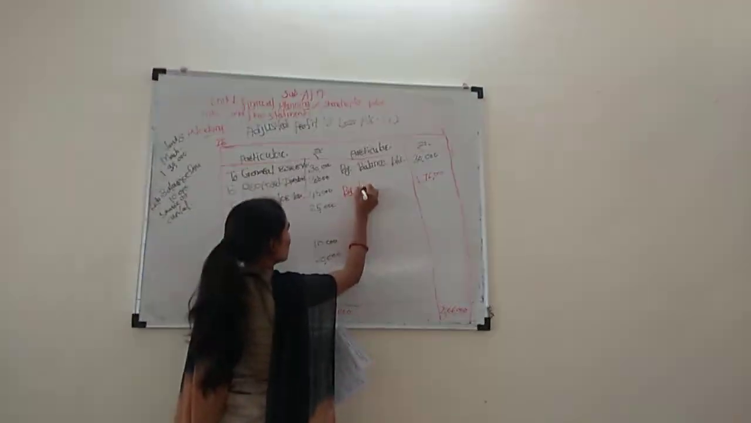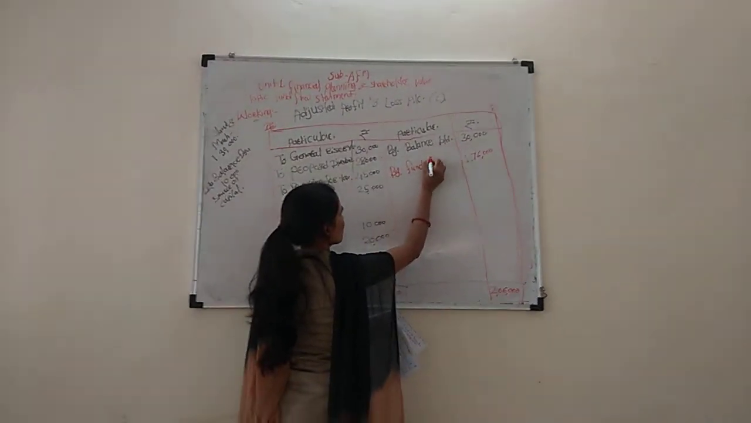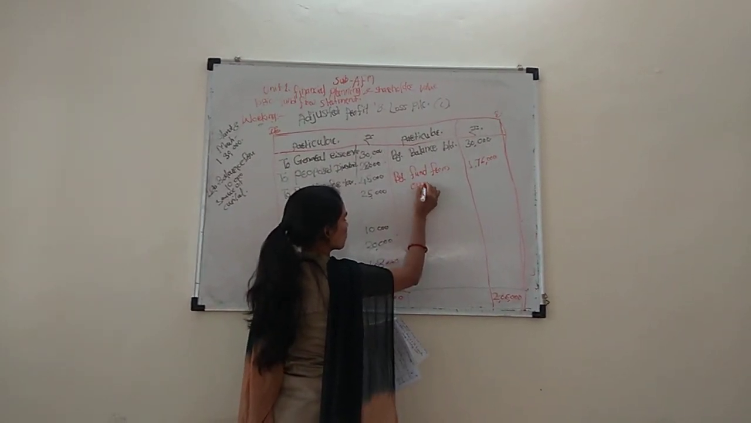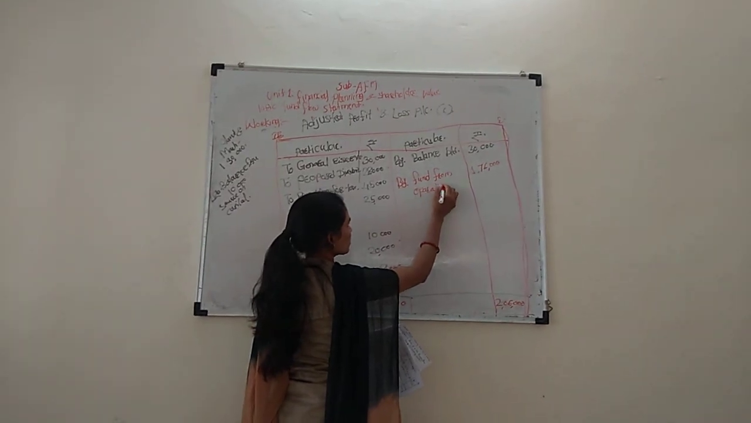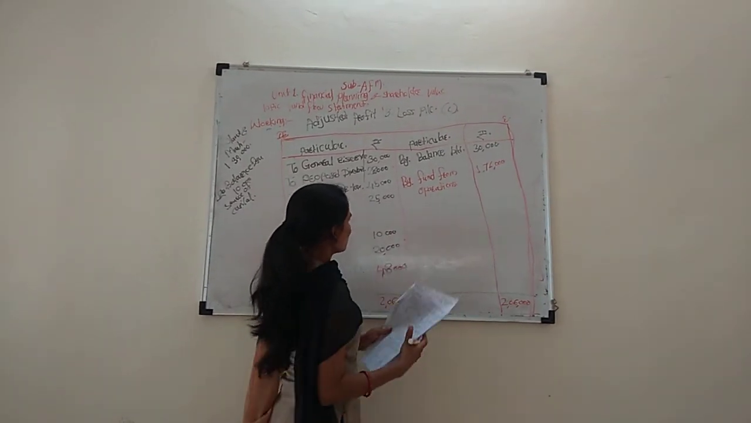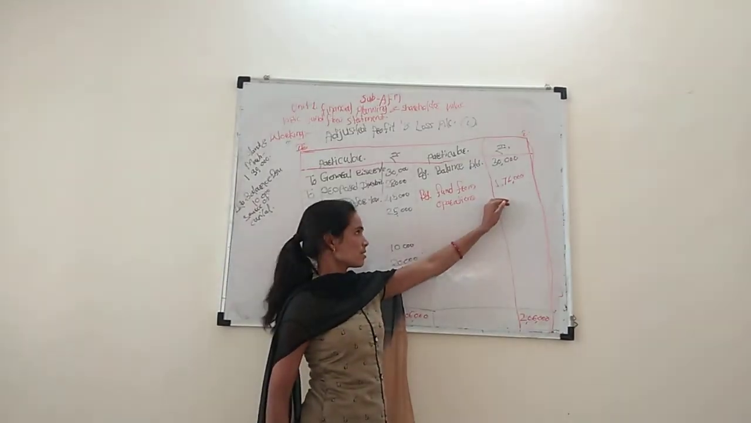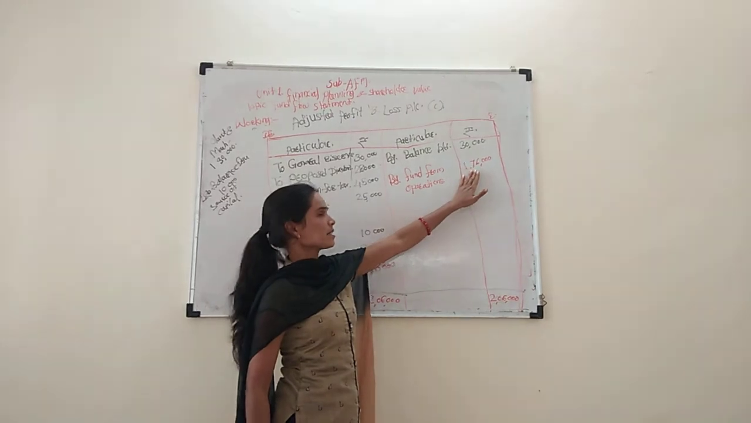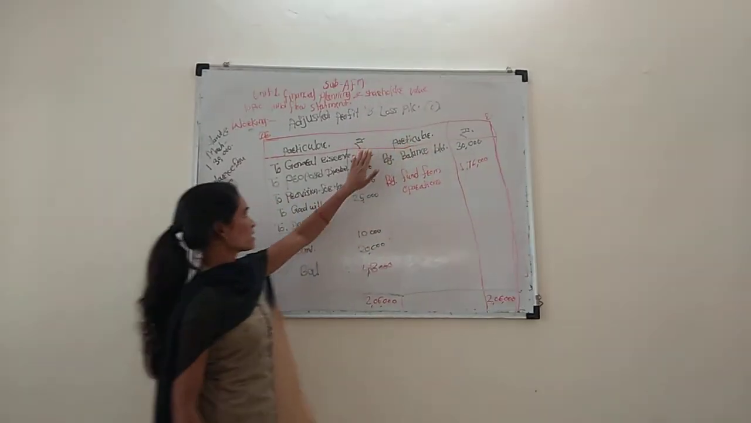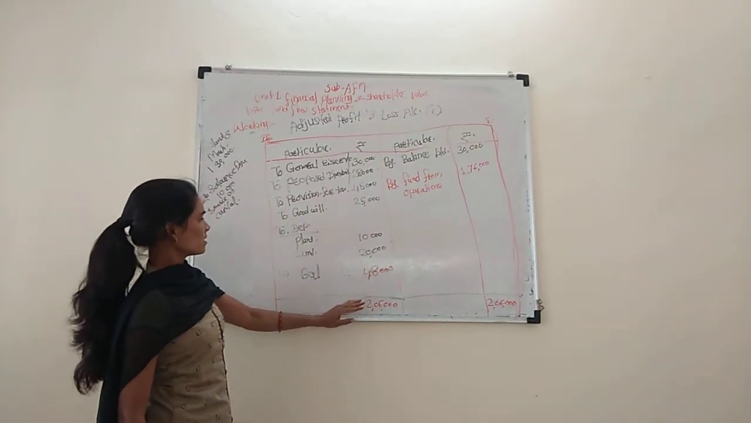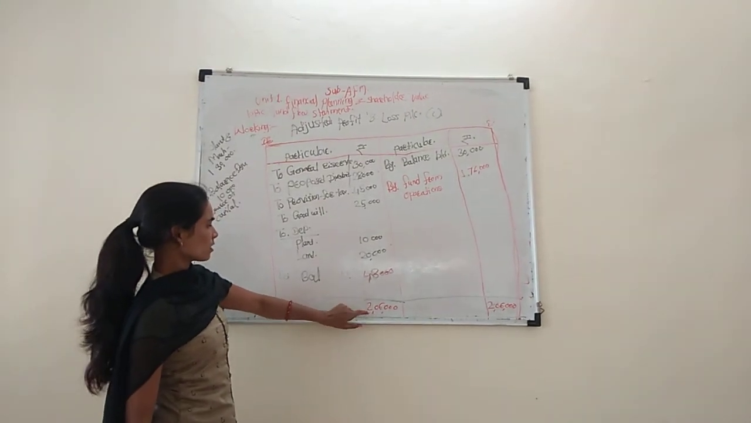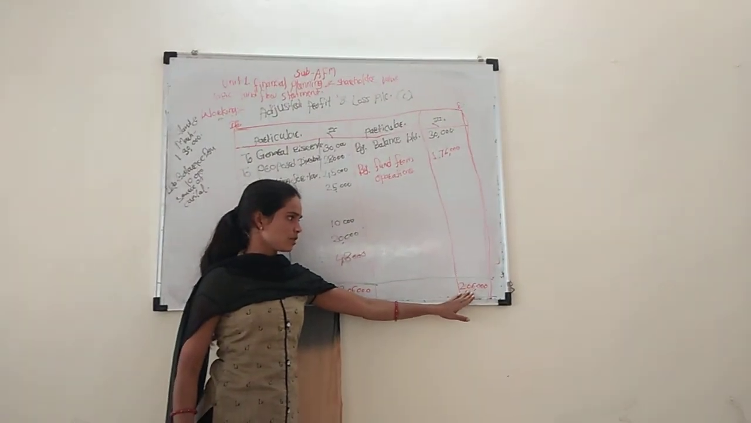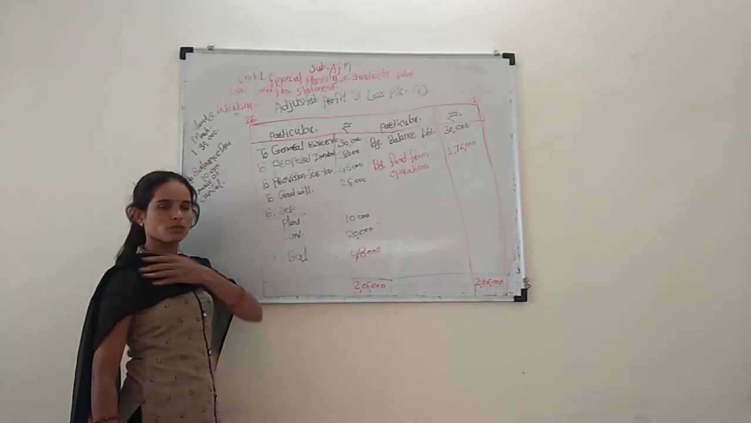By fund from operations. This is the fund from operations in the fund flow statement, source of capital. Thank you for all of you and thank you for everyone.